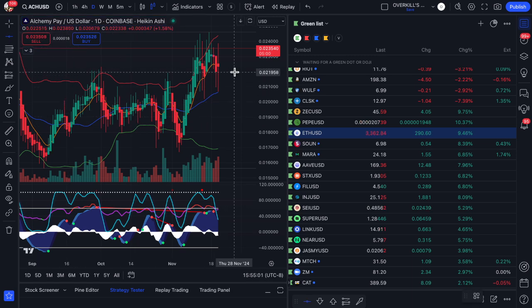If you guys want to Google that, I don't know what time zone you're in, but 4 p.m. So we're going to get the candle closes here in 5 minutes. So I'd put a stop loss on this one at about 0.021 on ACH and look for the green dot.